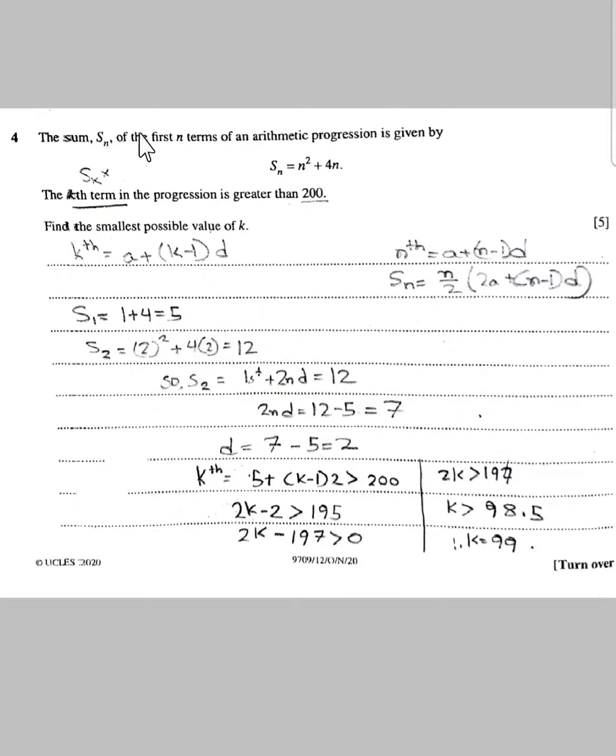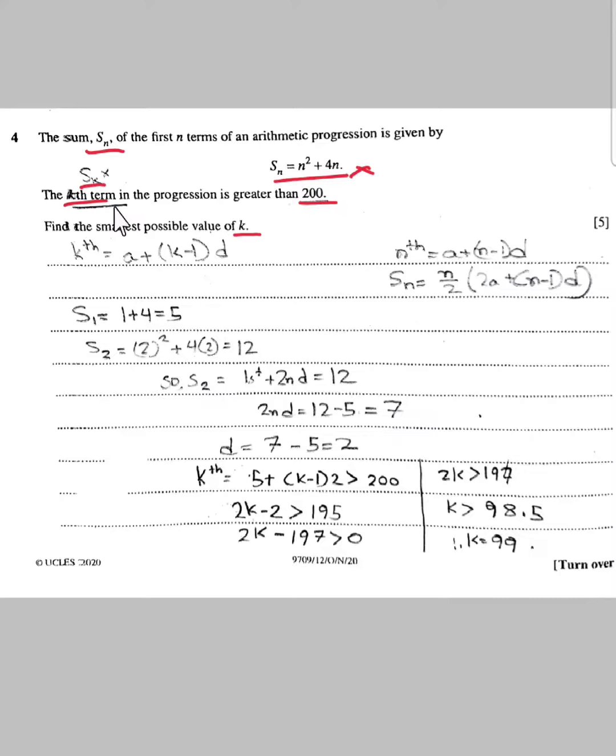In this question, the sum to the n terms of an arithmetic progression is given. So we have the sum to the n terms, that is Sn. The kth term of this progression is greater than 200. Find the smallest value of k. Now, to find this value of k, we need to use the kth term. So, this is the kth term, not the sum of the kth term. So, we cannot use this equation to find the value of k.